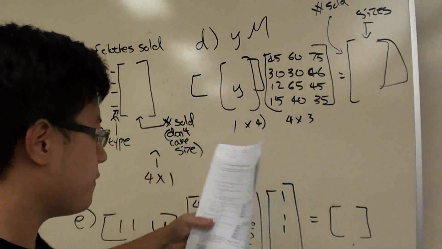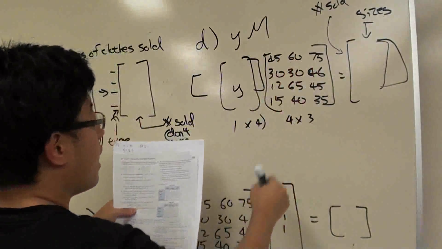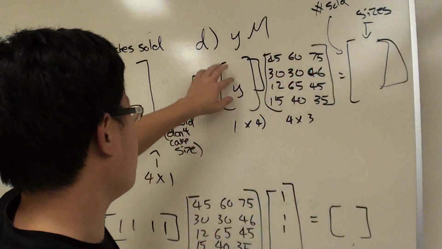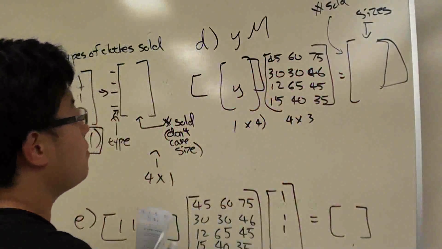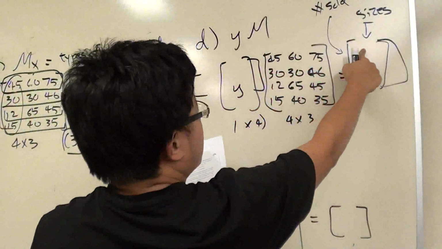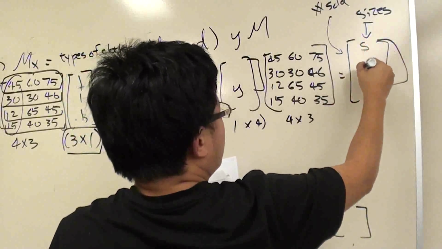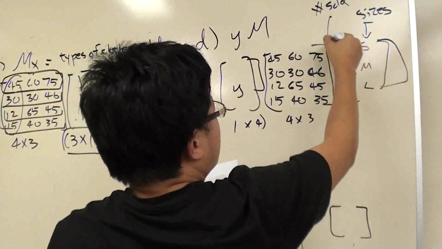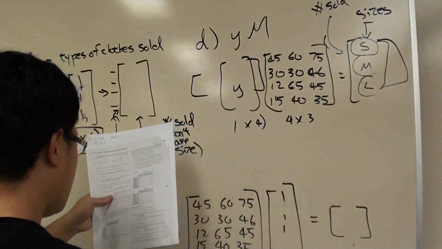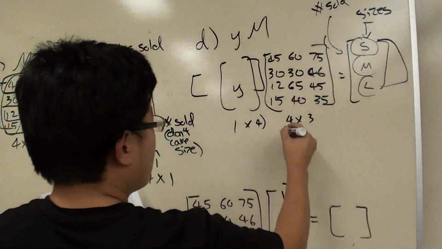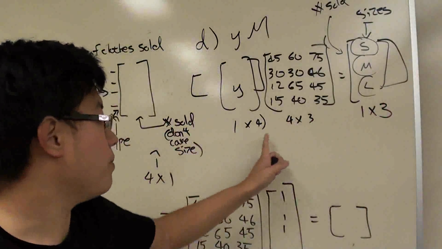So because of that, your matrix size should be, so sizes, how many sizes are there? There's 3, right? So there's small, medium, large, and this should be just how many smalls, mediums, or larges were sold. So because of that, that column should be 1 by 3, right?